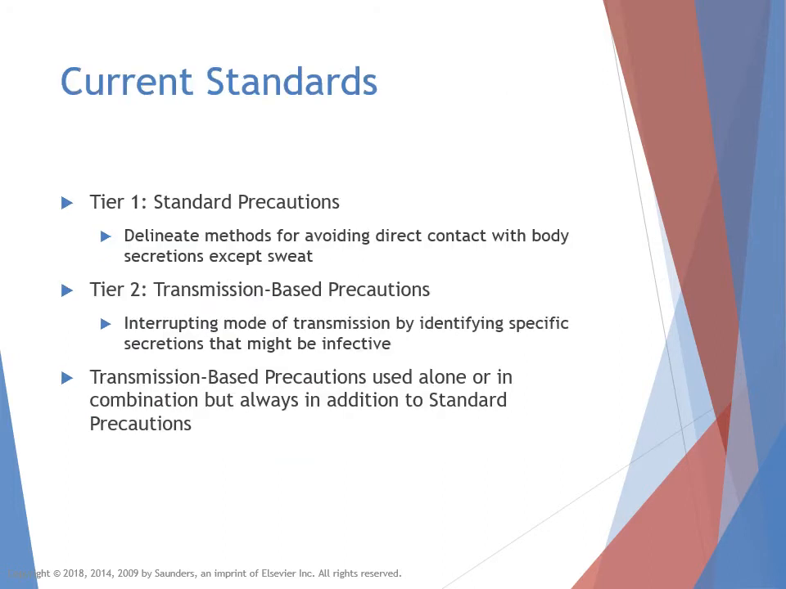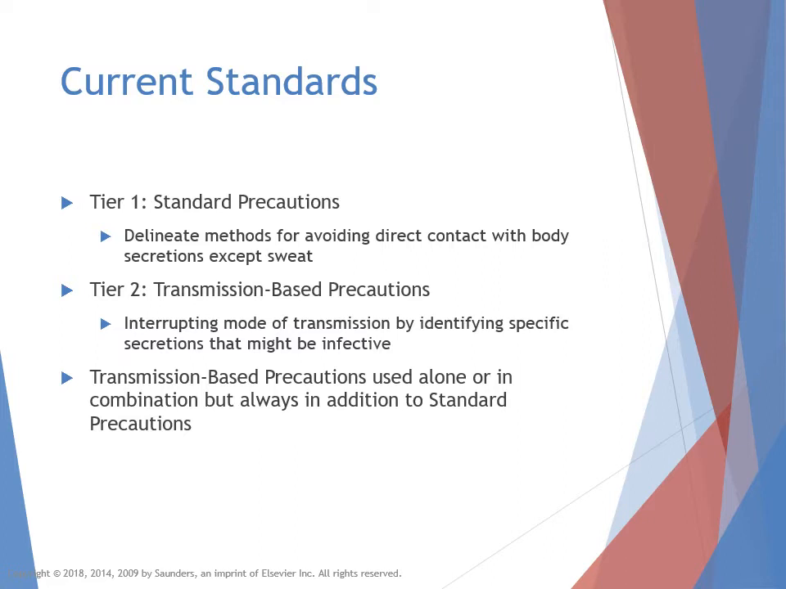Current standards for infection control. So current standards have changed drastically in the last 30 years, so it's ever evolving. You'll see in your nursing career that things always continue to change. So things have changed for the last 30 years and they will just keep on changing. So tier one is when we utilize standard precautions. This is what we should always utilize, standard precautions. This is where we avoid direct contact with body secretions except for sweat.